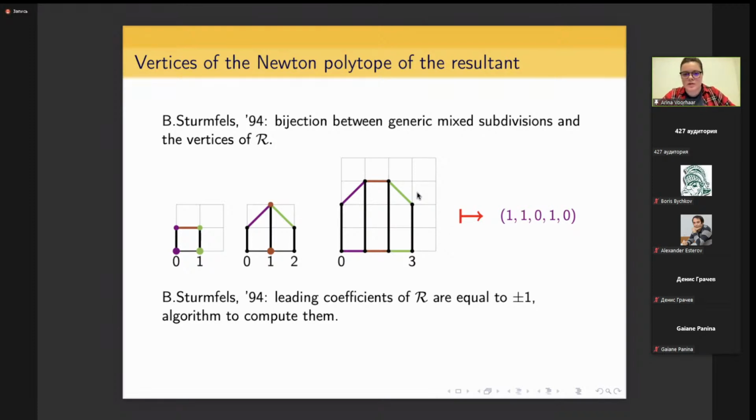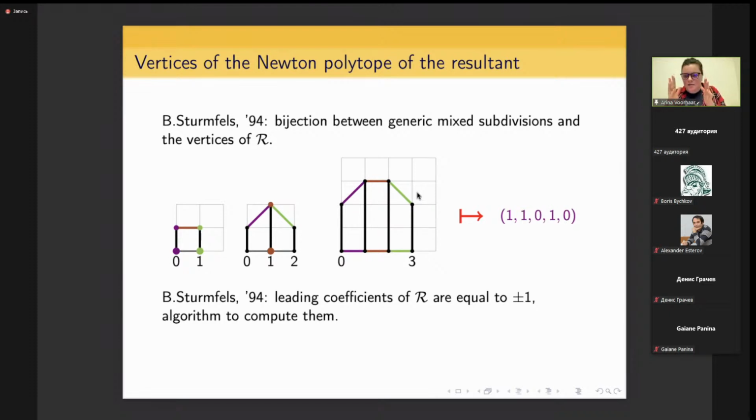Also, together with the result about the vertices of the Newton polytope of the resultant, there was another nice result: the leading coefficients of the resultant, so the coefficients at the monomials corresponding to the vertices of the Newton polytope, as I said, are equal to plus or minus 1, and there was some algorithm to compute them.